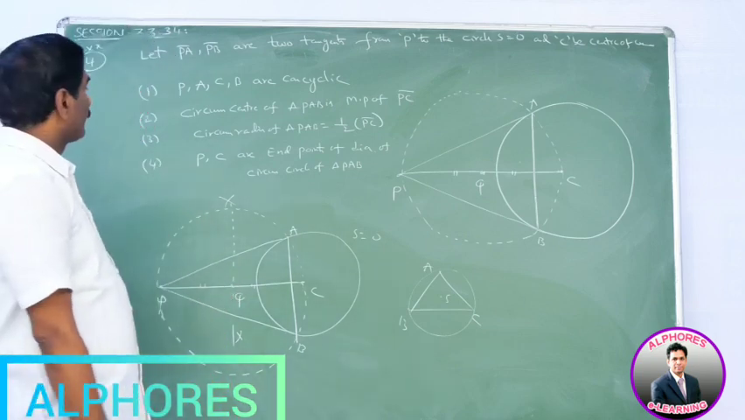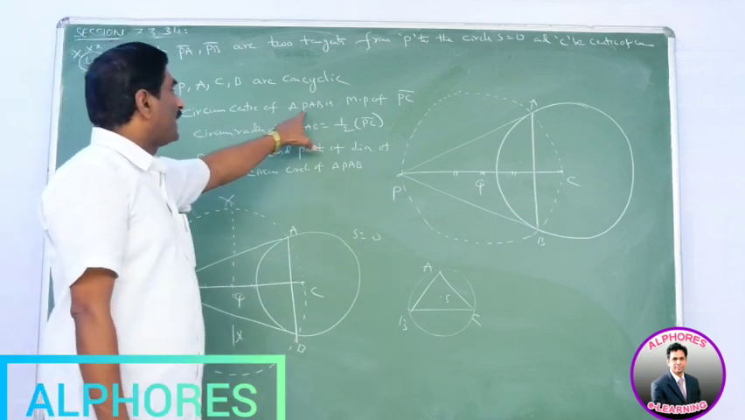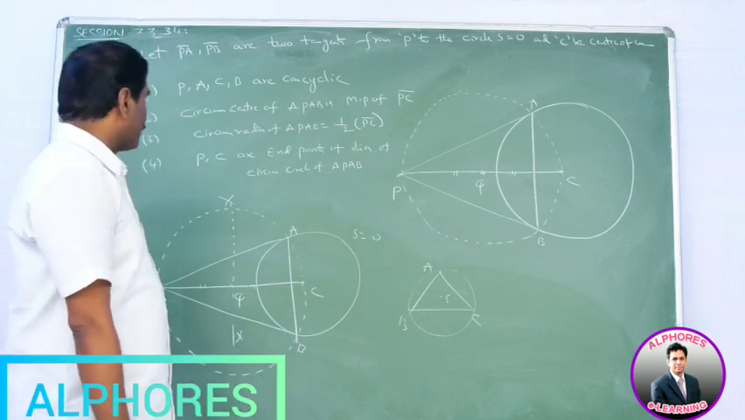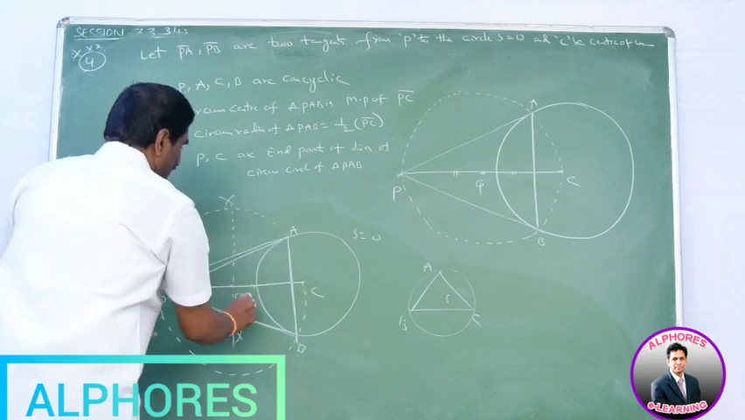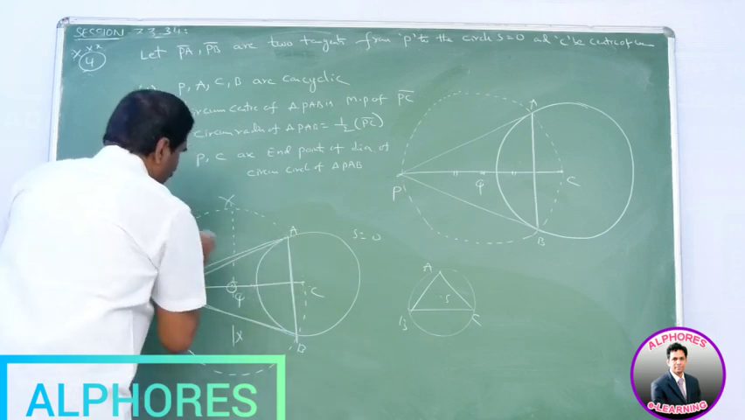Second one. The circumcenter of triangle PAB is the midpoint of PC. Triangle PAB means this one. The circumcenter is nothing but the midpoint of PC. It is the circumcenter.